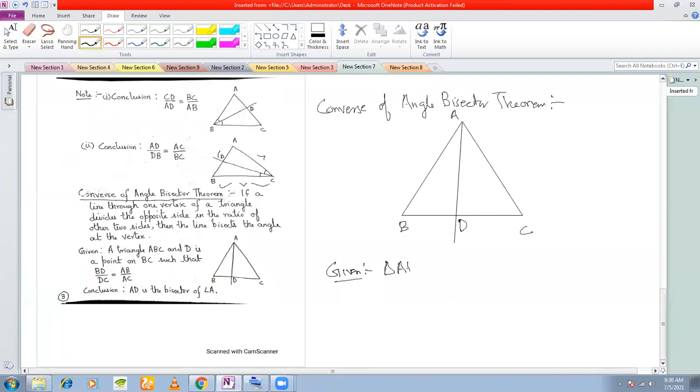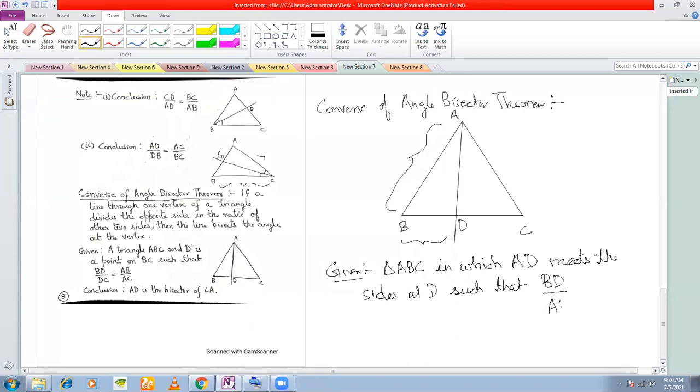triangle ABC, in which AD meets the side BC at D, such that, how does it meet the side BC? It meets the side BC such that BD by AB is equal to DC by AC. Okay, this is given to you.